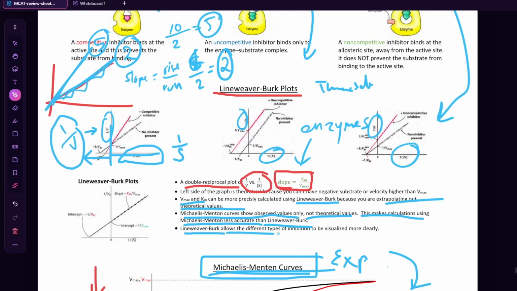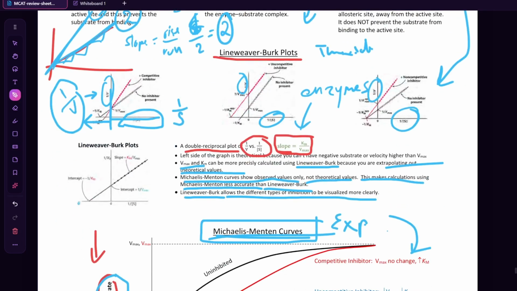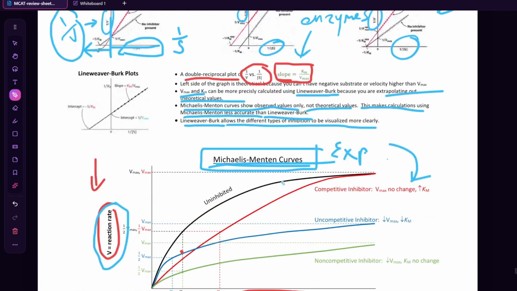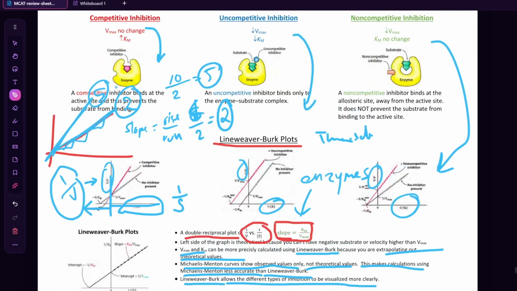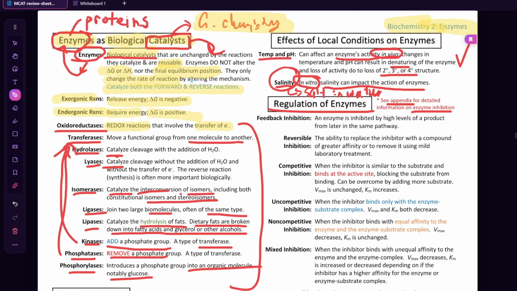Now, Lineweaver-Burk allows different types of inhibition to be visualized more clearly. The reason is that they are line graphs, very straight, whereas the Michaelis-Menten curves are curves. So that's about it for this part. Great, we learned about enzymes. Okay, let's go over the terms really quickly.